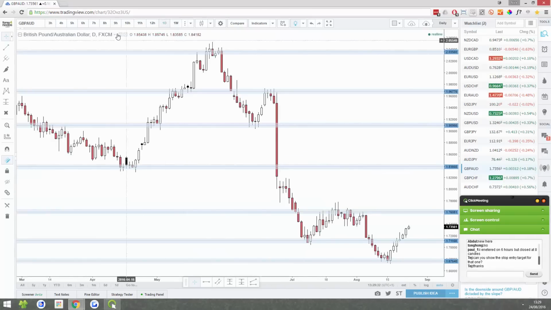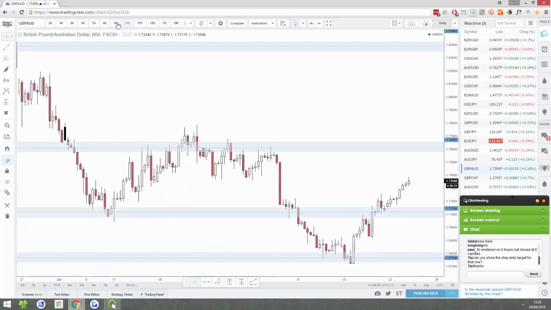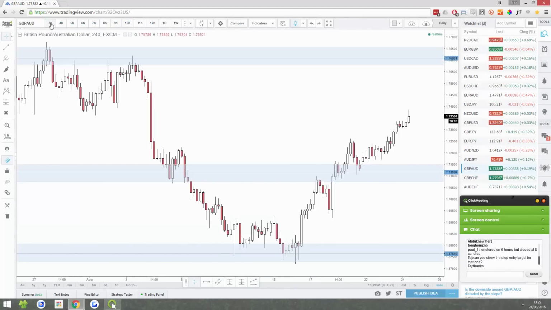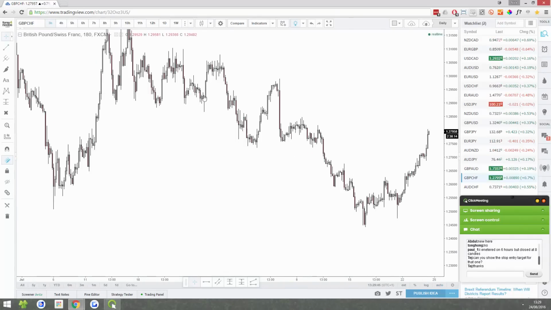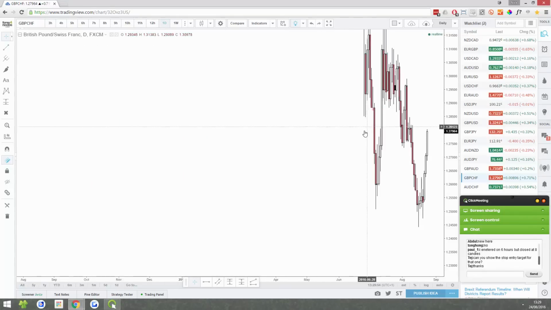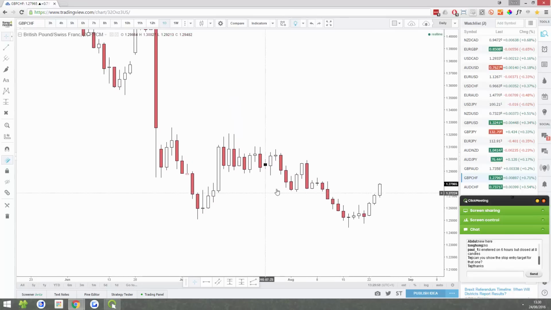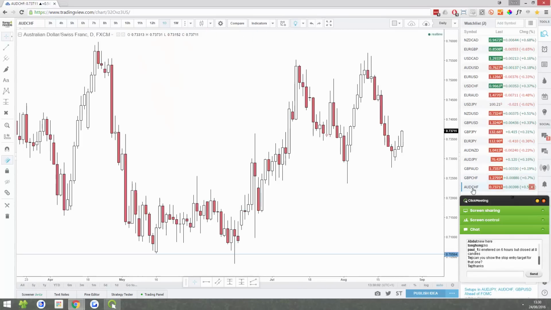All right, so GBP AUD is in between two support resistance areas. I don't have support resistance for this pair. Yeah, I'm not going to bother placing it.